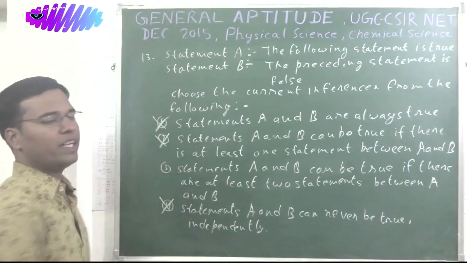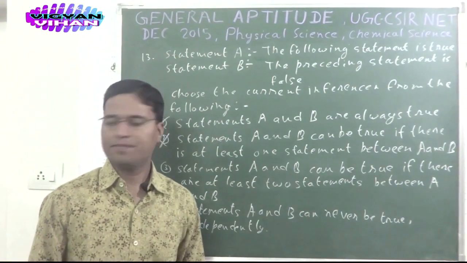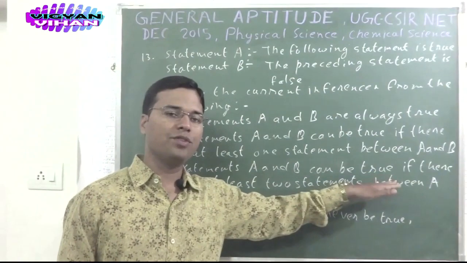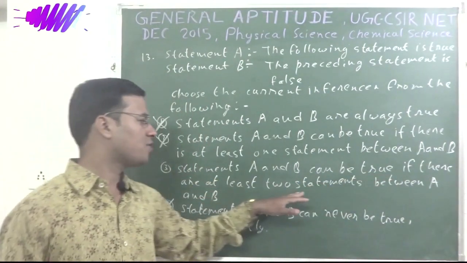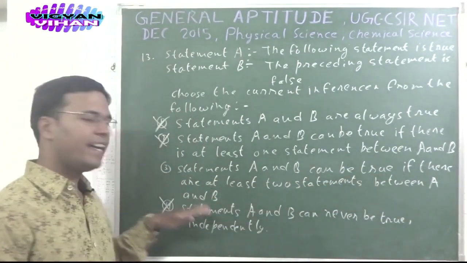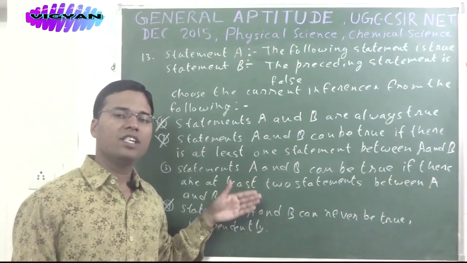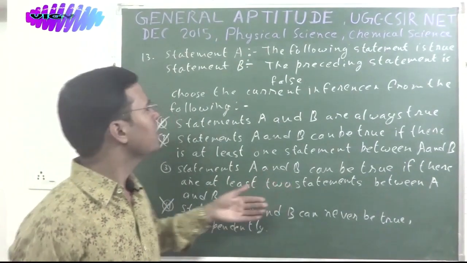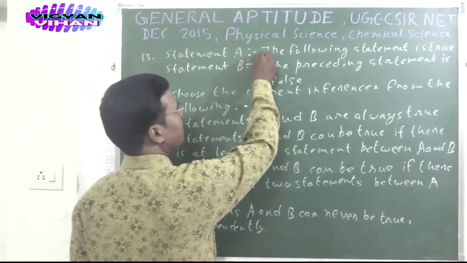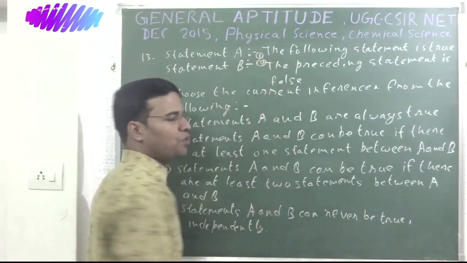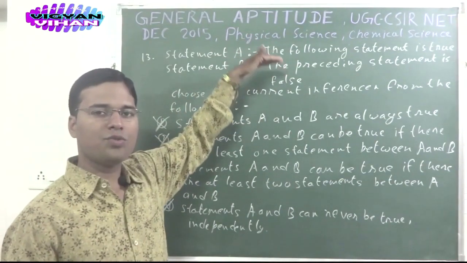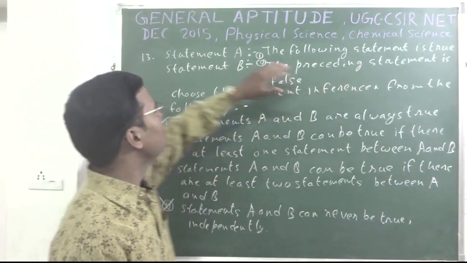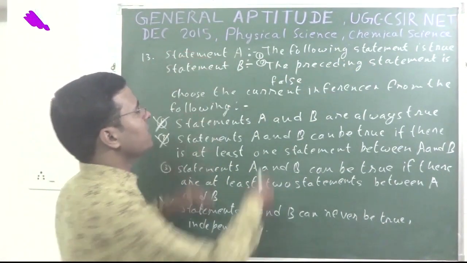So, option 1 is also incorrect. We think on the third option, statements A and B can be true if there are at least two statements between A and B. If we put two other statements, that can be statement 1 and statement 2, between those two given statements, then the following statement is true from the statement A.